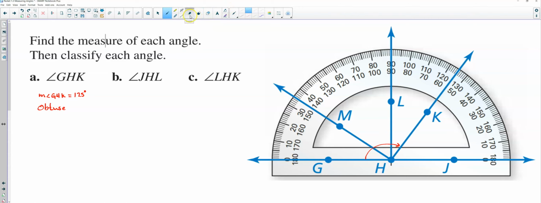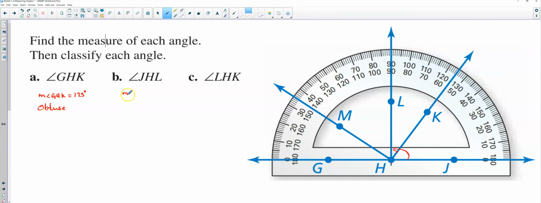Well, let's erase this. And we got angle JHL. Notice this angle opens from here, and it goes to the left. So it's counterclockwise, right? So JHL, notice it's a right angle. It's from 0, and I'm using the inner scale, from 0 all the way to 90 degrees. So angle JHL measures 90 degrees.